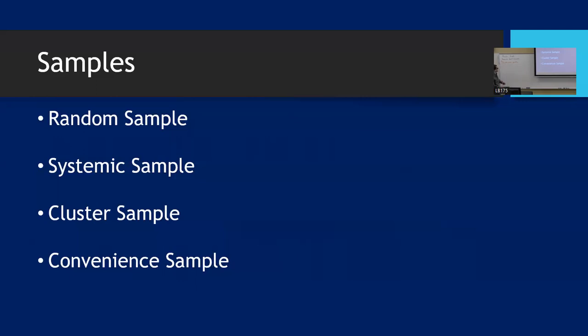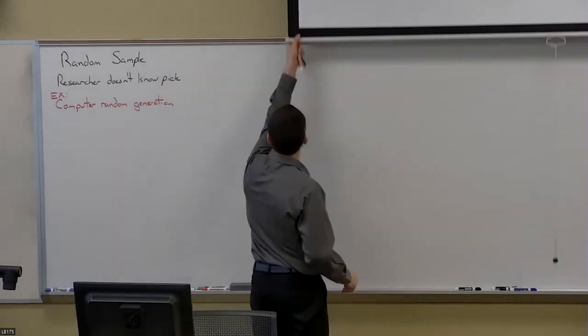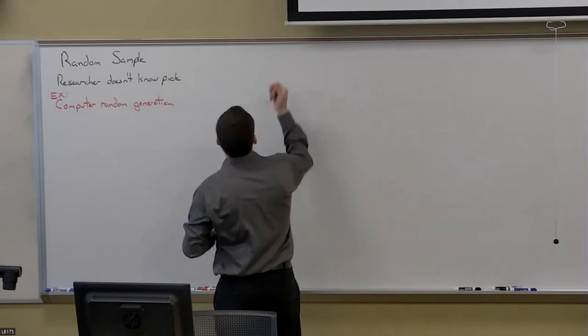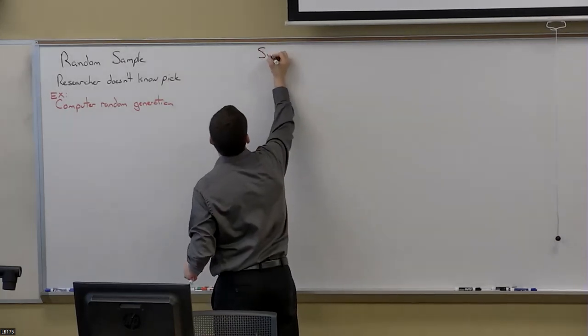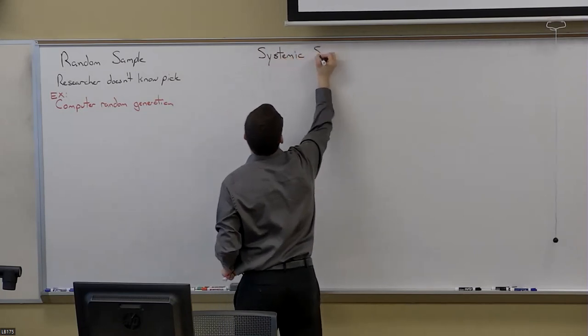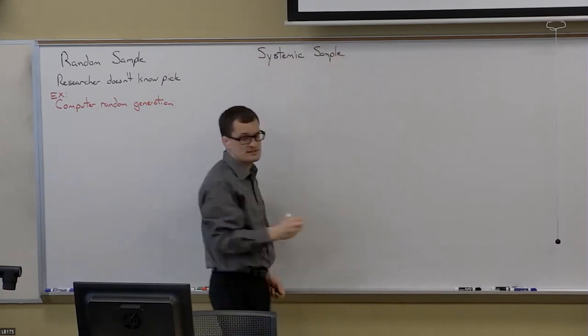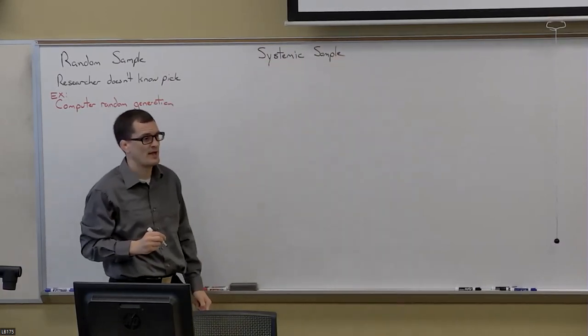So a random sample is where the researcher doesn't know what's going to be picked. An example of that is a computer random number generator. All right. Another type of sample is the systemic sample. The root word there is system.